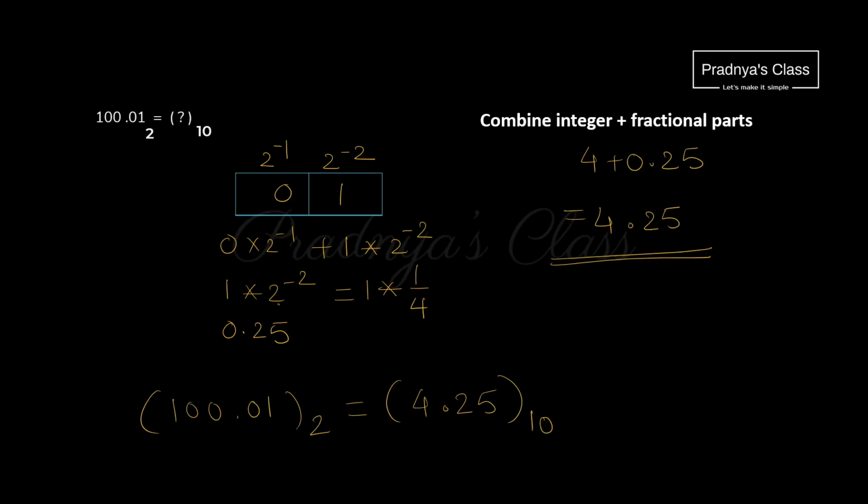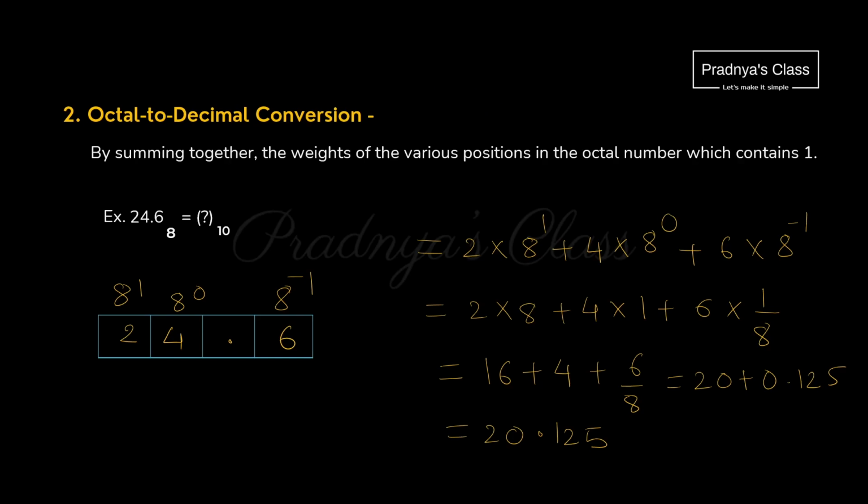Look at the answer. We got it. Then we can add them. This is the non-fractional and this is the fractional part. The final answer is this. Don't forget to write the final answer. You can solve this together also if you feel it easy. In this way, we understood how to convert binary to decimal.